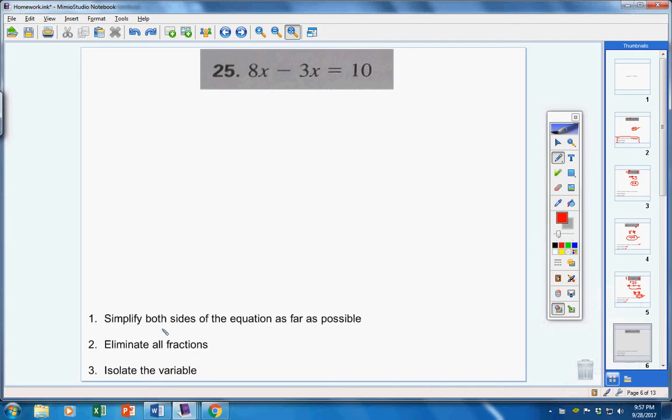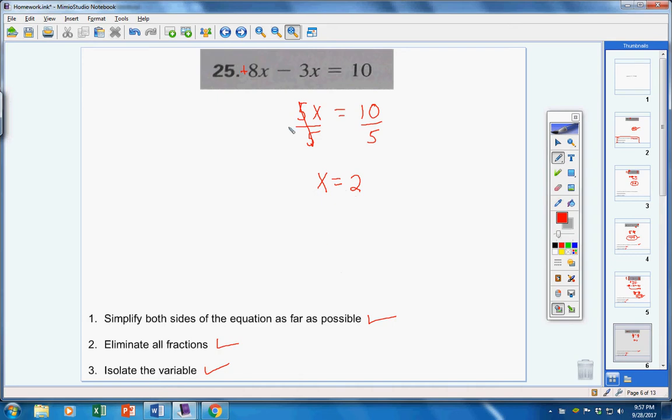I'm going to simplify both sides of the equation. When I look at the right side, there is just a positive 10. Over here, though, I have an x term and an x term. So bring down your x, positive 8, negative 3, positive 5. There, that's done. There are no fractions. Isolate the variable, divide both sides by 5, and x equals 2.